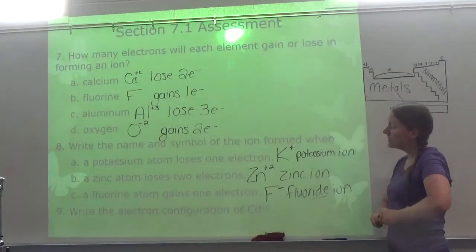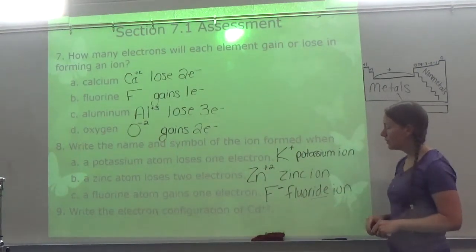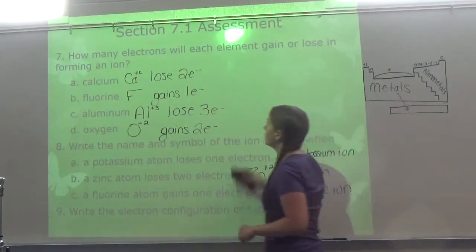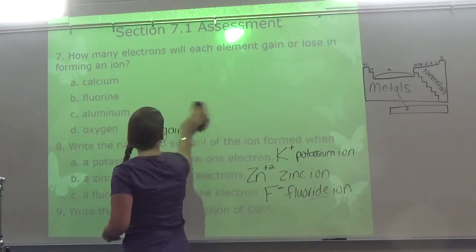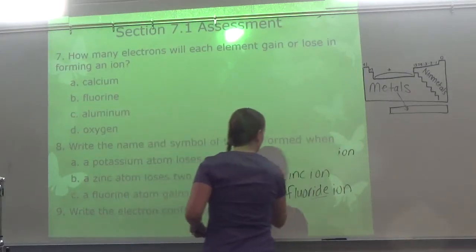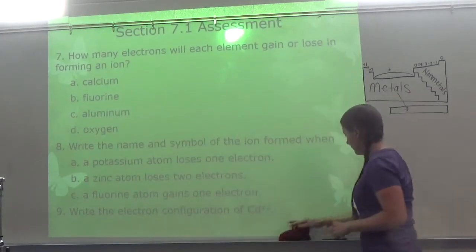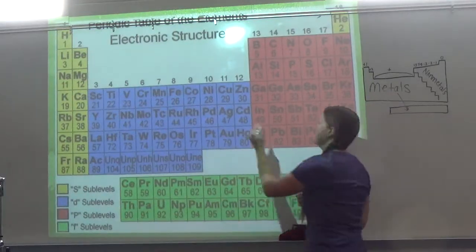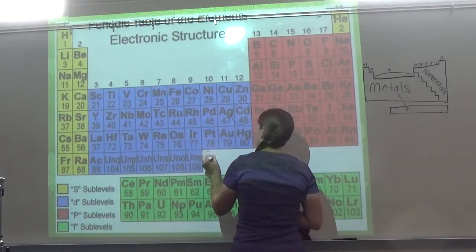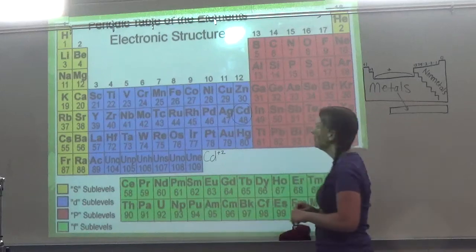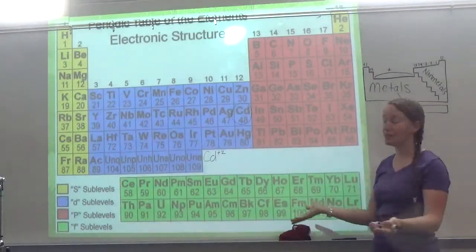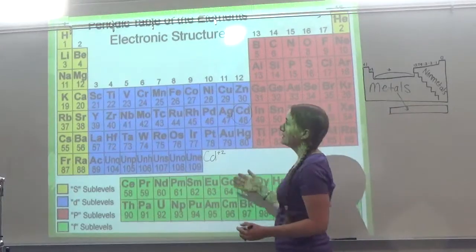All right, and so then the last one says write the electron configuration of cadmium, which is Cd, with a positive 2 charge. So I'll put another periodic table up right after this slide. So we're going to do Cd with a positive 2 charge. I'm not going to relabel all my sublevels. Hopefully you have those labeled on your periodic table. All right, so let's knock this one out.